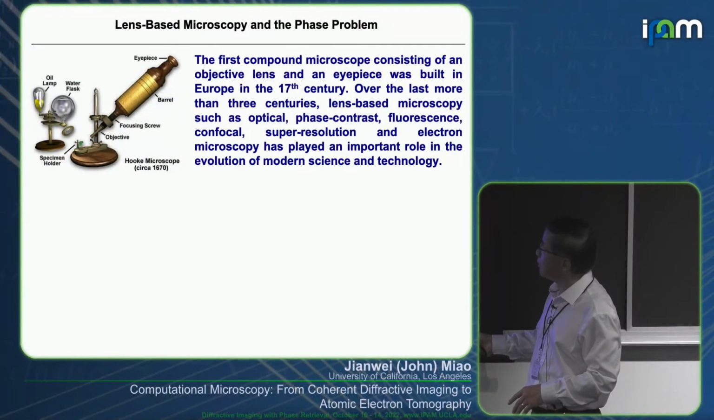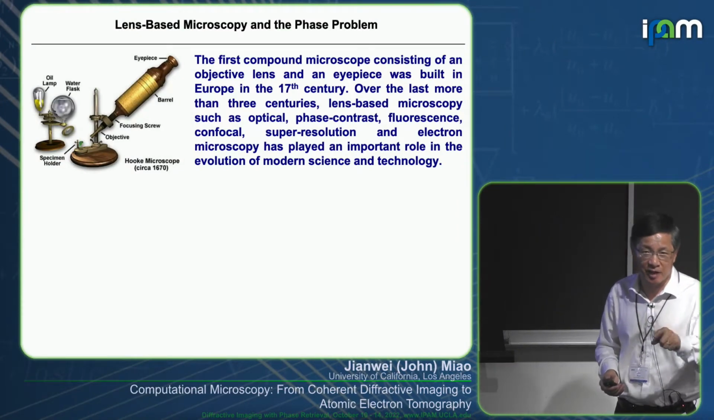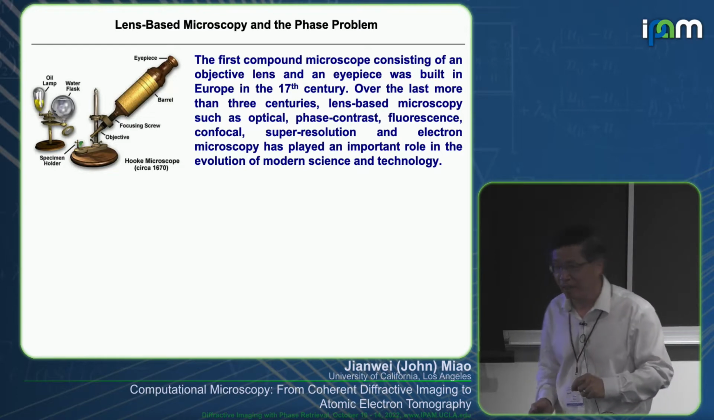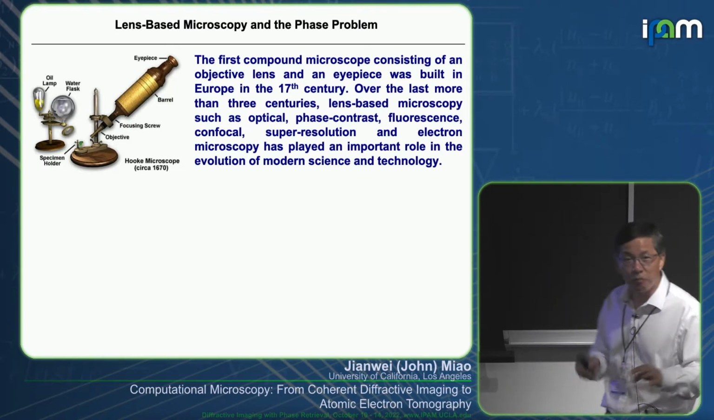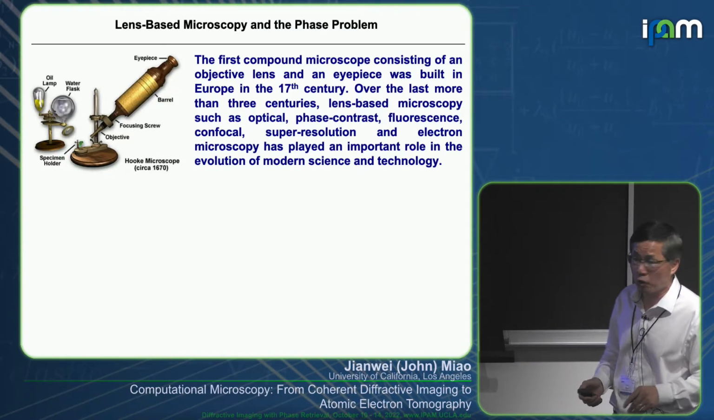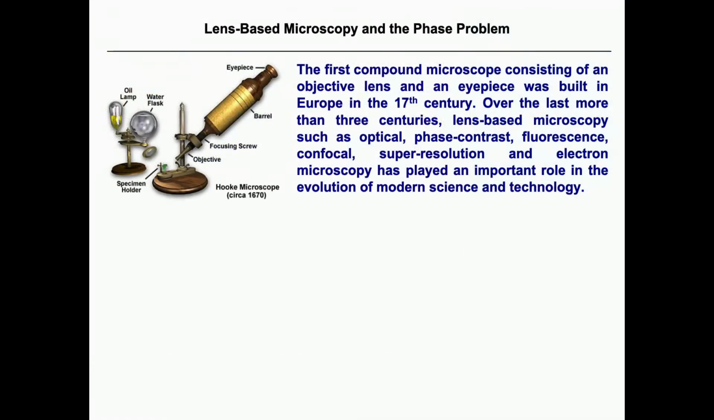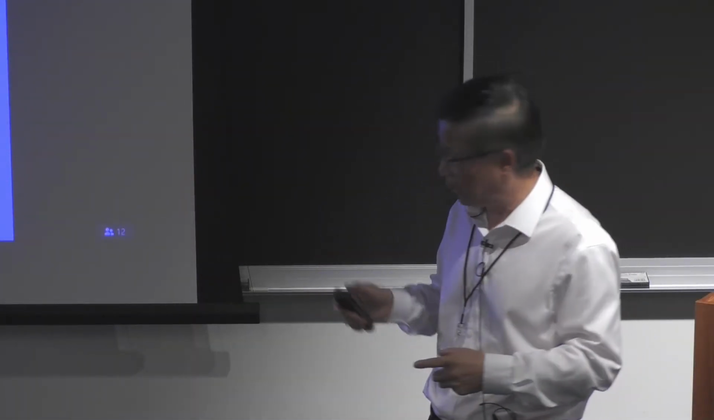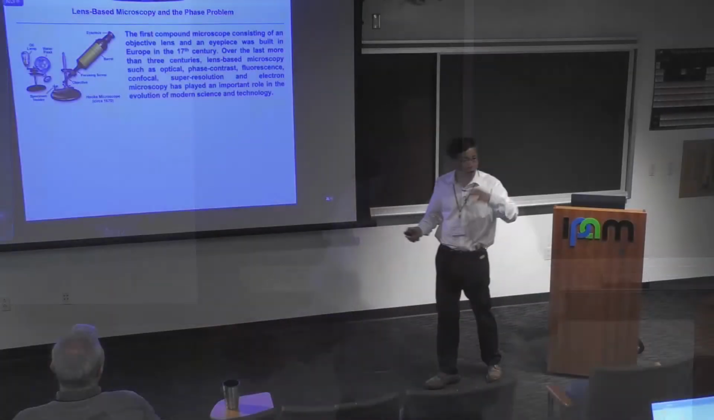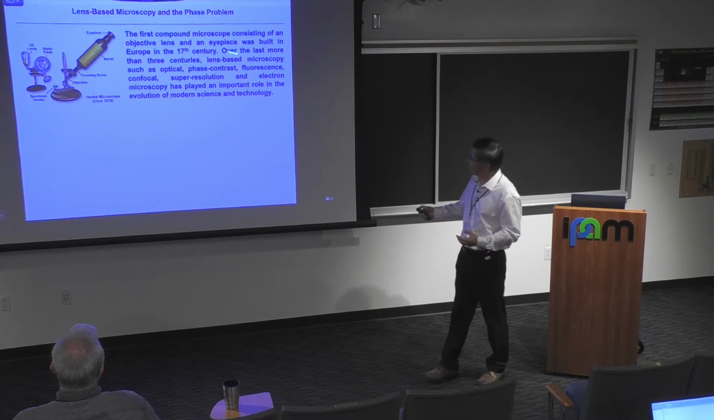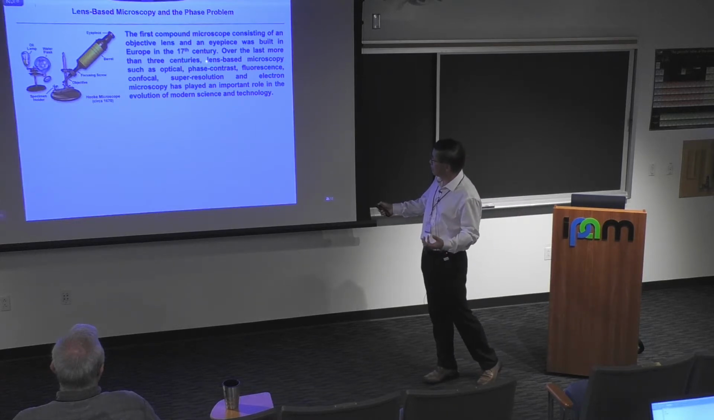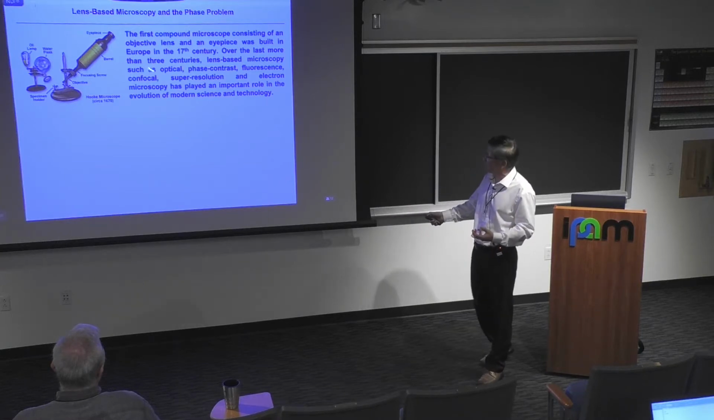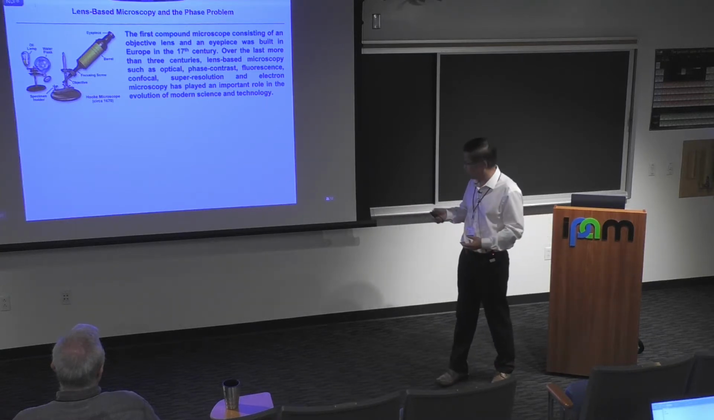So now, microscopy plays a very, very important role, as I mentioned. If you have a chance this time, there's a place near Caltech in Pasadena called the Huntington Library and Gardens. There are some old books there, written by Robert Hooke. Amazingly, he built a microscope in 1670, and looked at all kinds of biological samples. He looked at a piece of cork, and found compartments, so-called cells. So the term cell was first adopted by Robert Hooke. Over the last three centuries, lens-based microscopy, such as optical, phase contrast, fluorescence, confocal, super-resolution, and electron, has played really important roles, right? But there's another way.